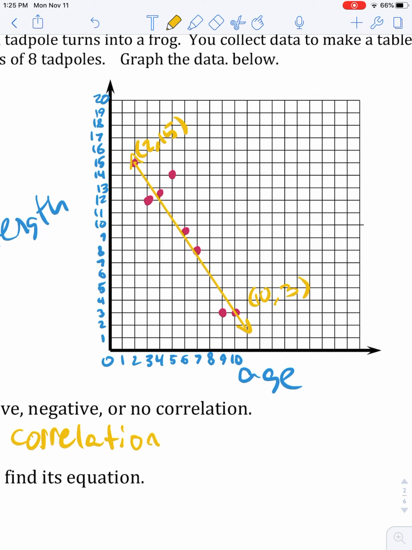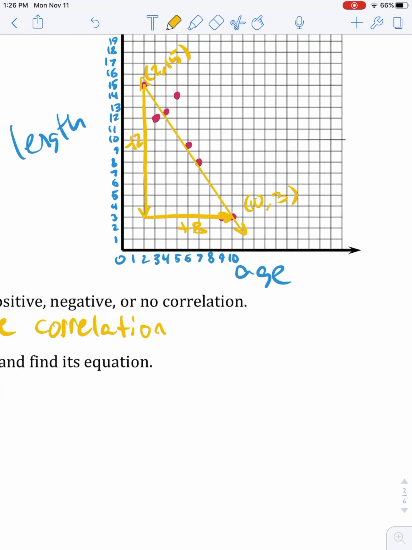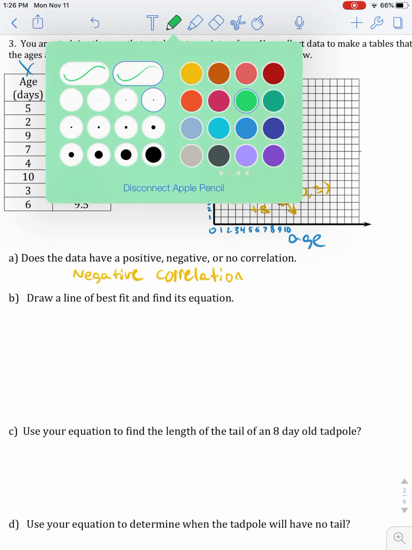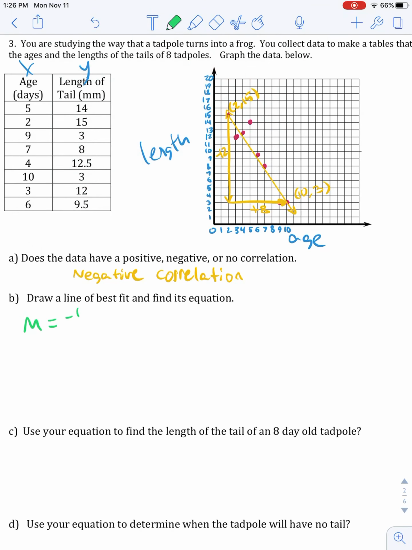Well, my slope, I'm going down here 12, and I'm going over 8. So my slope is negative 12 over 8. So we're going to start writing that. My slope is negative 12 over 8, which can be cleaned up into being negative 3 over 2.